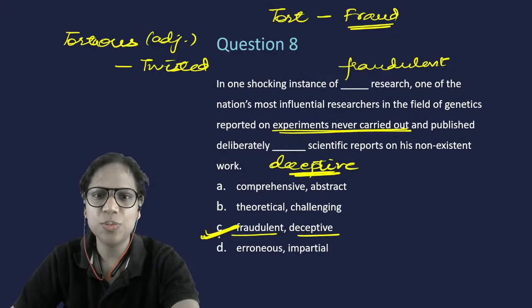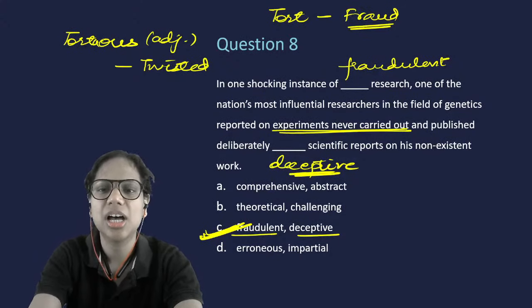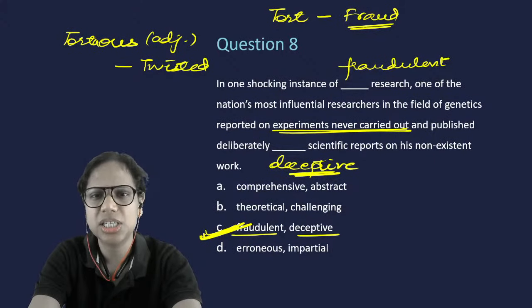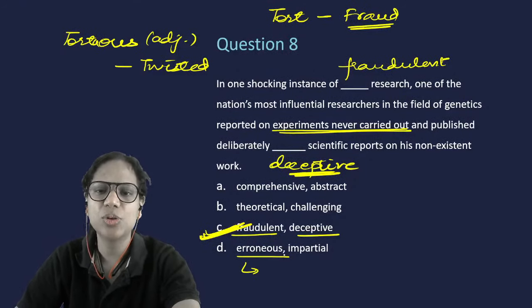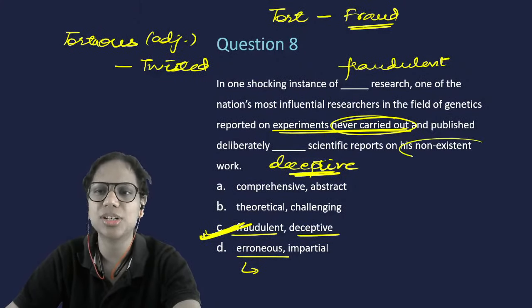Okay, so I hope this is clear. C is the answer here. The other words were easy, right? Erroneous is not it. Erroneous means it has some mistakes. So erroneous can't fit here. In case you were wondering about this in the first blank, it means it has mistakes, but here it was never carried out itself.